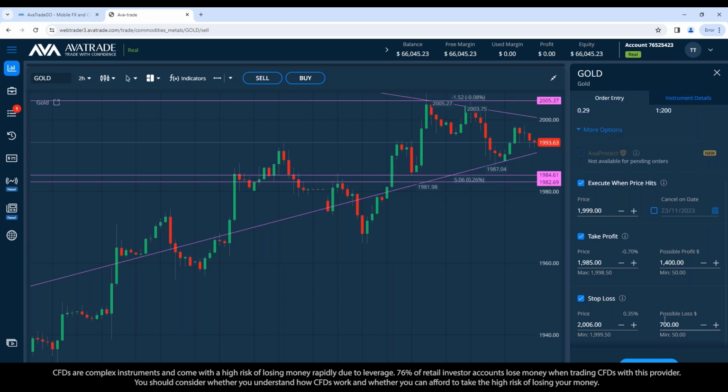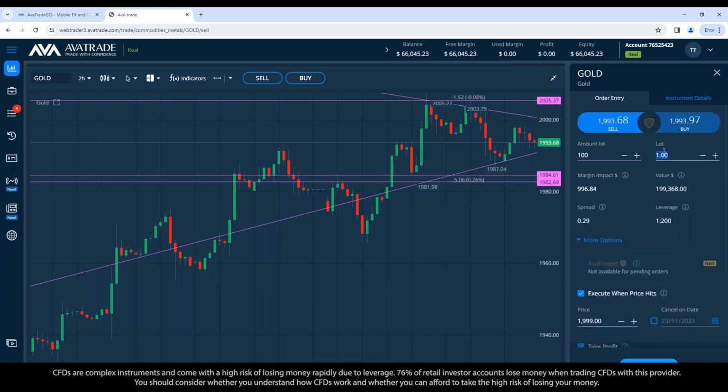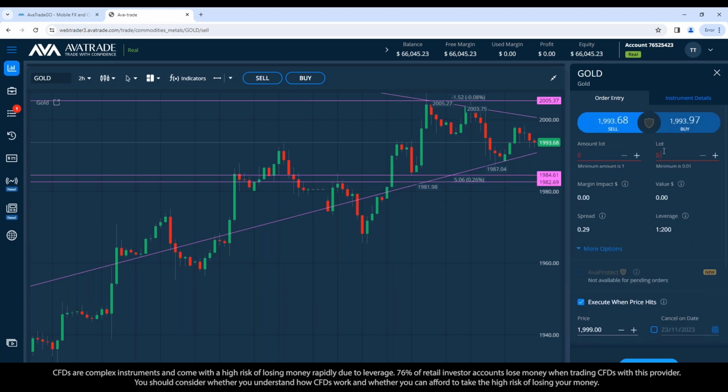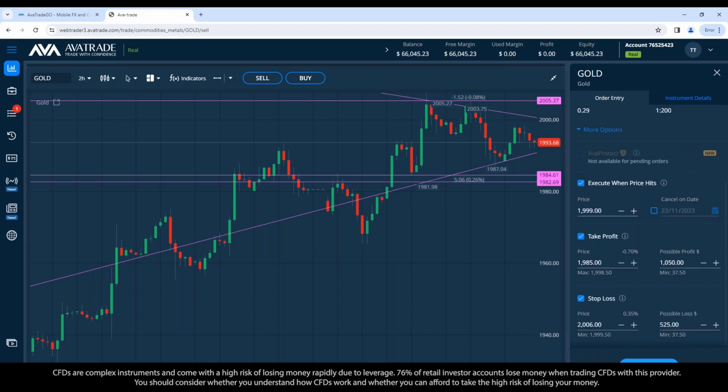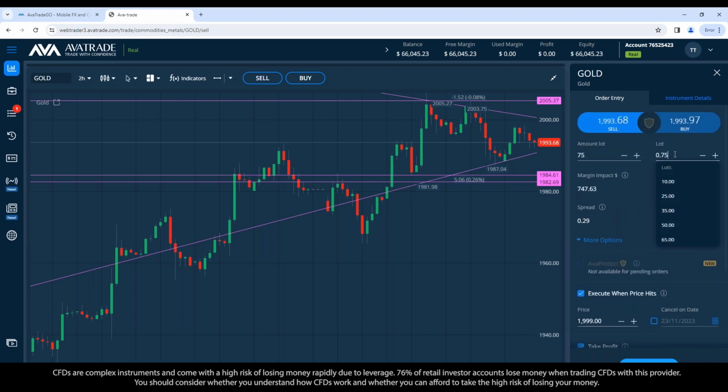So now I'm risking 700 on this. Go a little lower, 0.8. Now I'm risking 560. Probably 7.5 will do it. Get me near 500. Okay, so now I'm near my target risk of around 500.